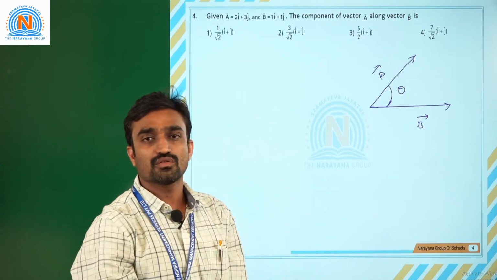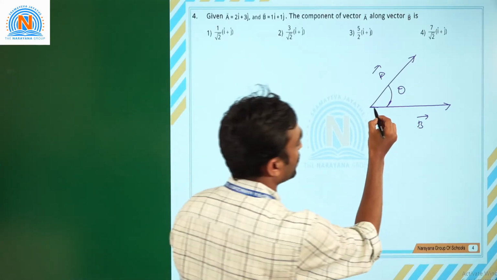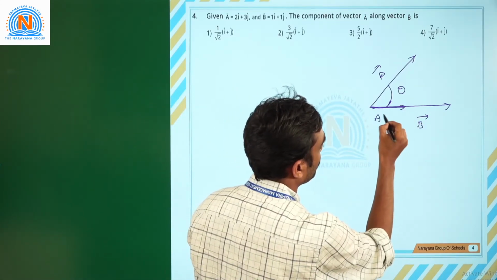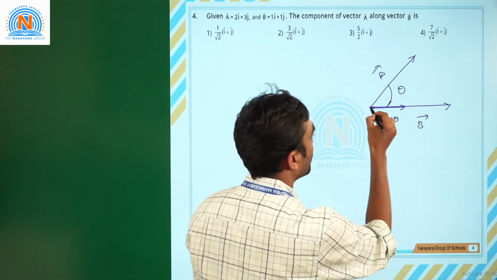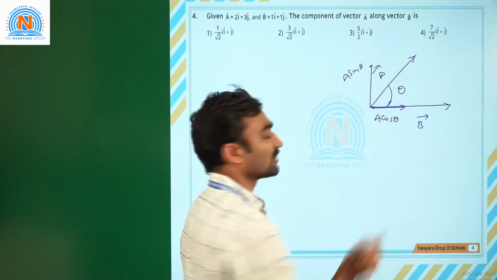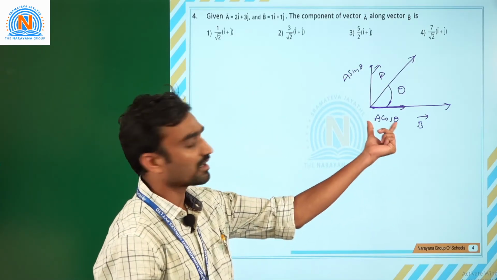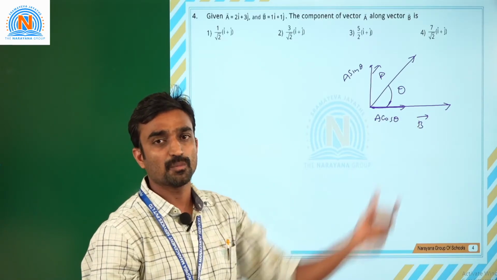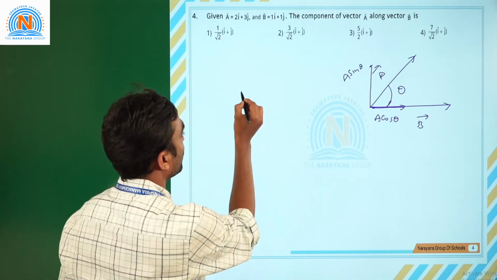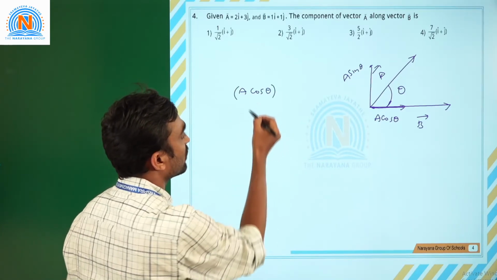We can resolve these two vectors along their components. Along b it will give you a cos theta. Perpendicular to b it will give you a sin theta. So what is the vector that is along b? a cos theta is the component along b.